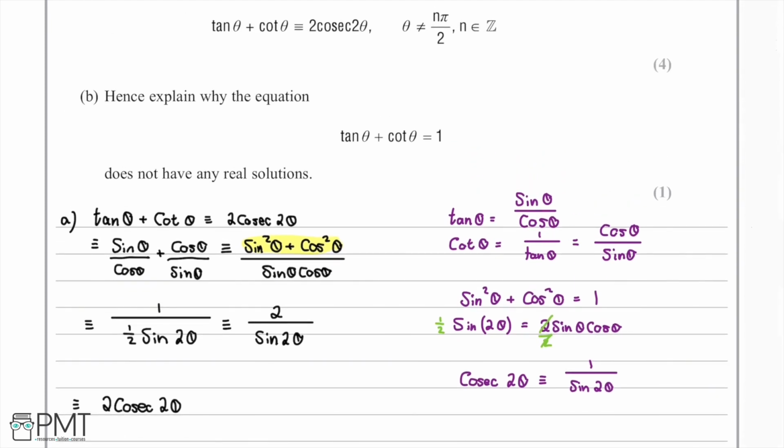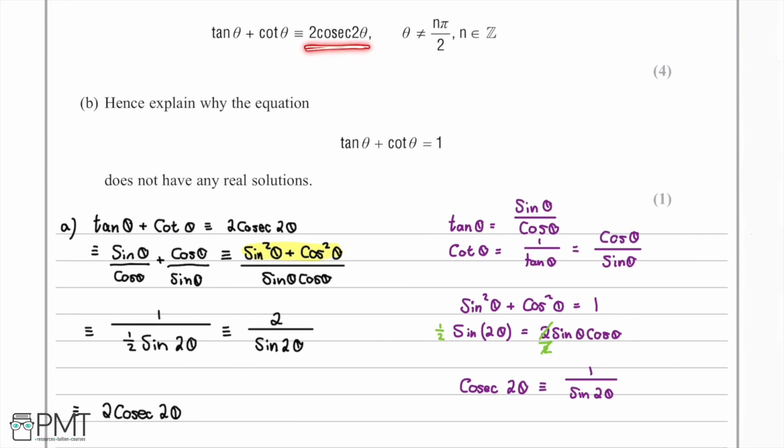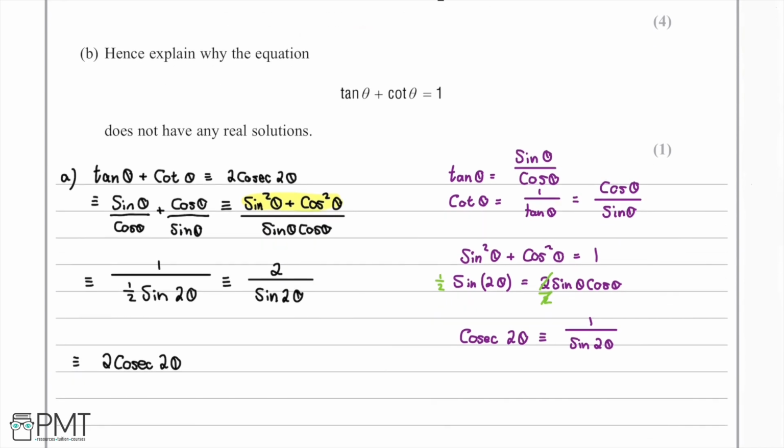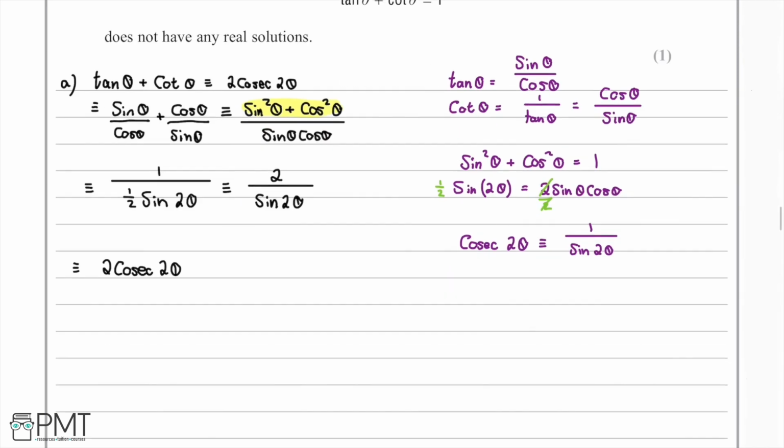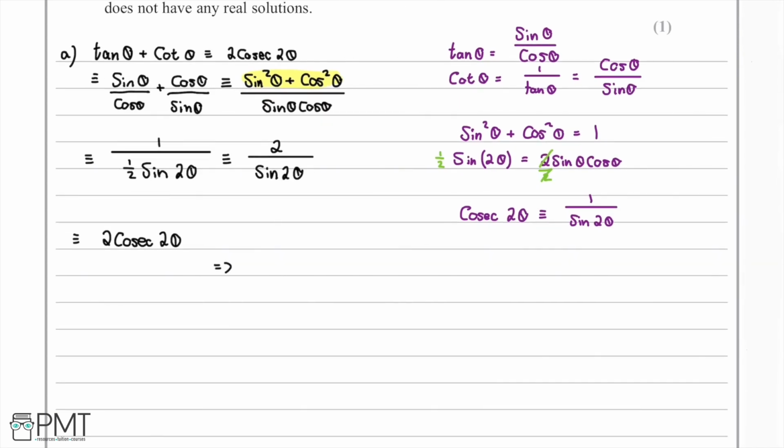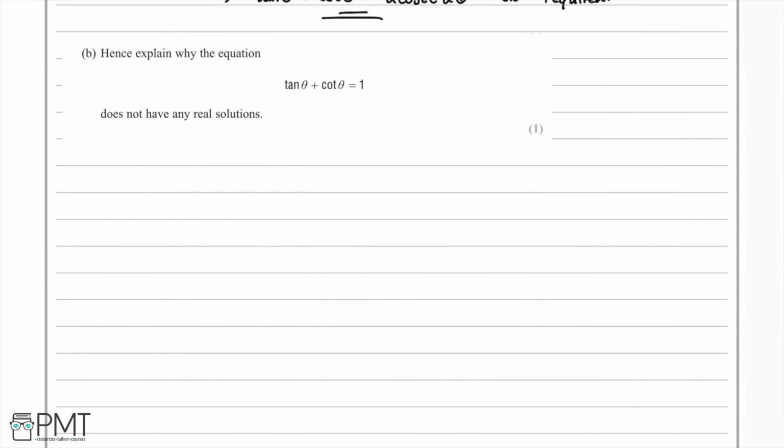So here we can see in the question 2 cosec 2 theta, and we have 2 cosec 2 theta. So then we can just write a concluding statement such that tan of theta plus cot of theta is going to be equivalent to 2 cosec 2 theta as required. So now we've completed the proof. So we will now move on to part B of this question.